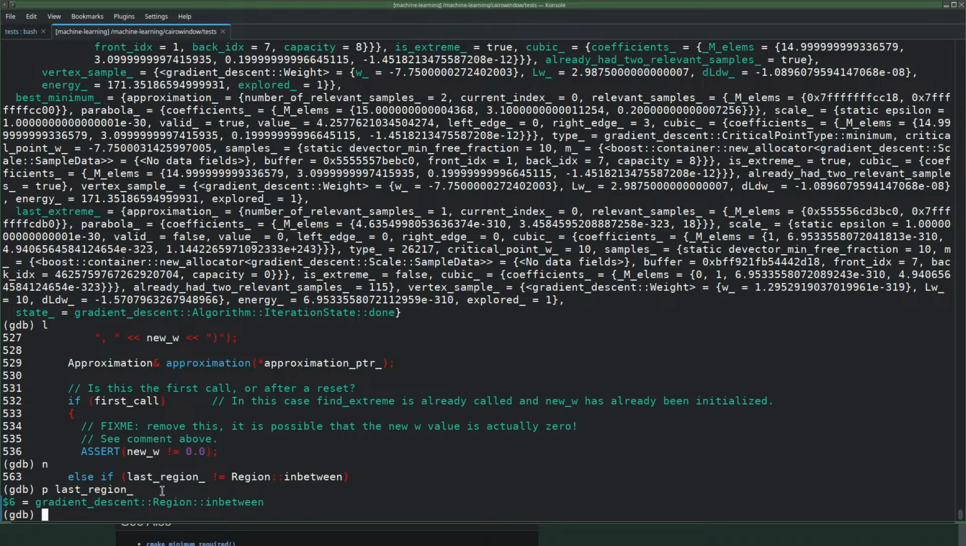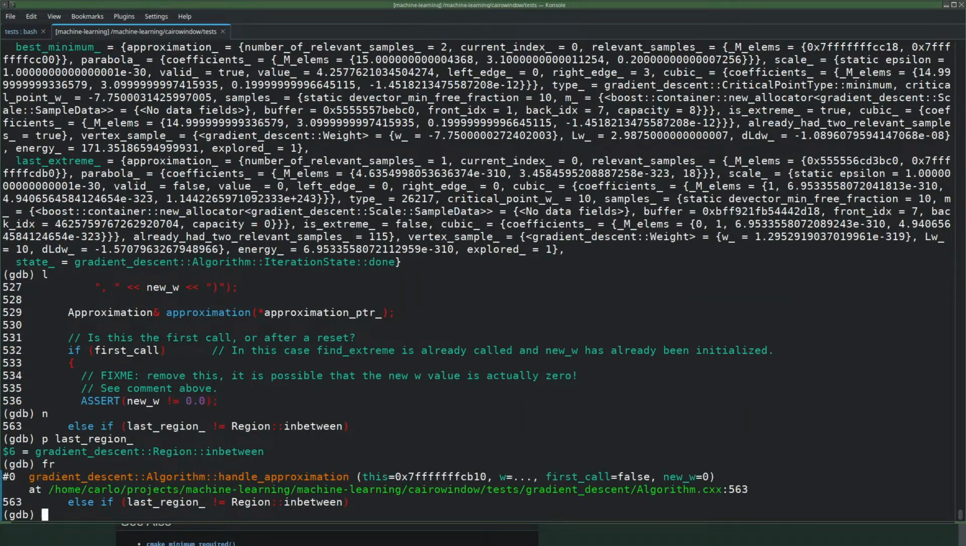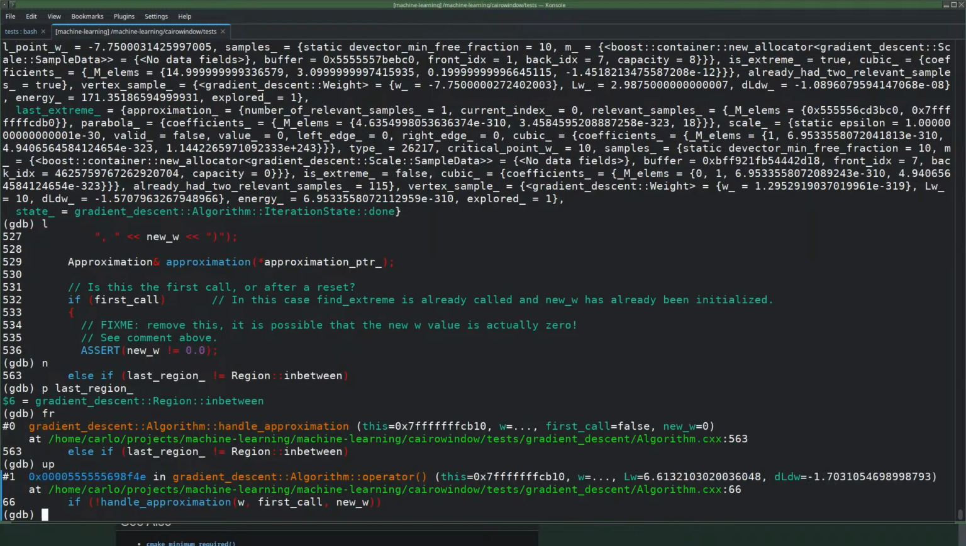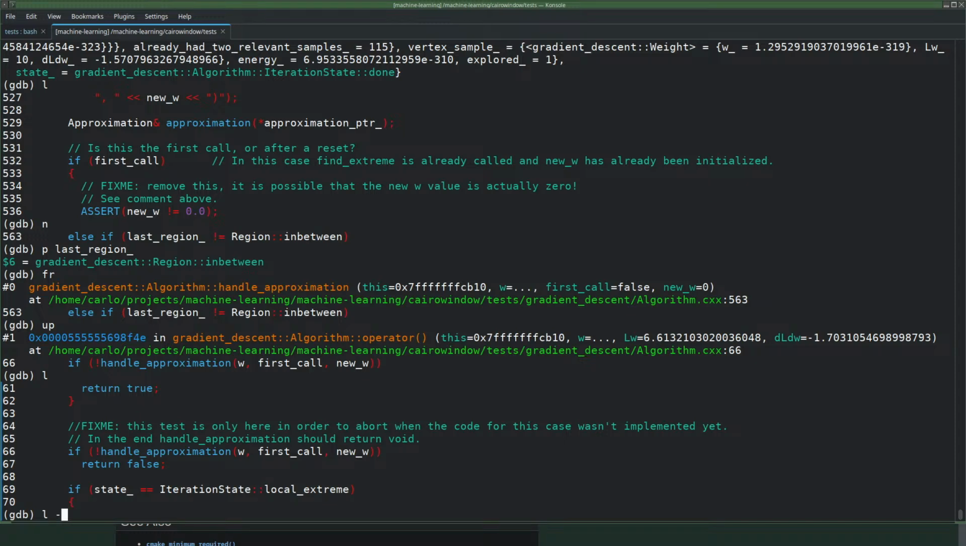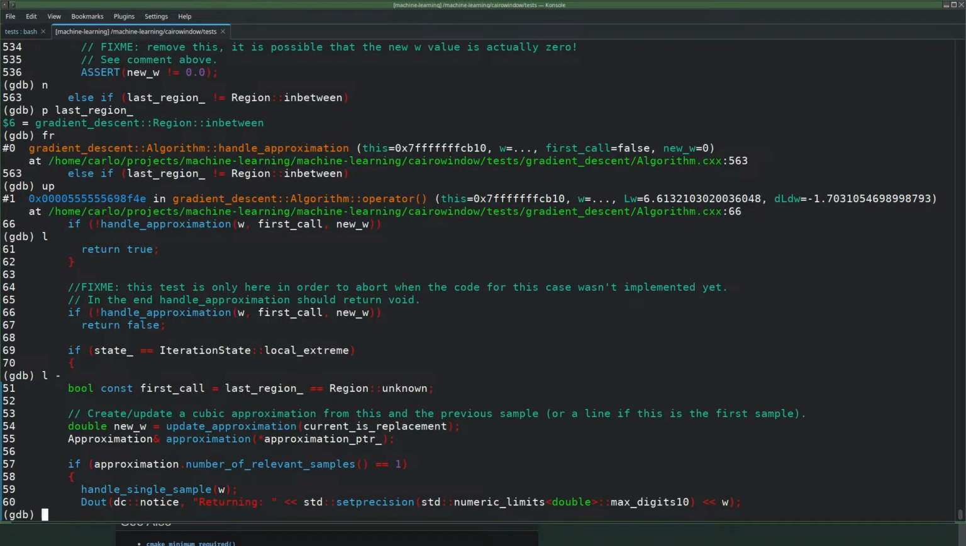Last reading is already set. I need to figure out where that is being set. So this is inside handle approximation. I think it was already set before that then. Where would that be set? Yeah, it should be set in the call to find extreme, which is called from where? I have no idea.